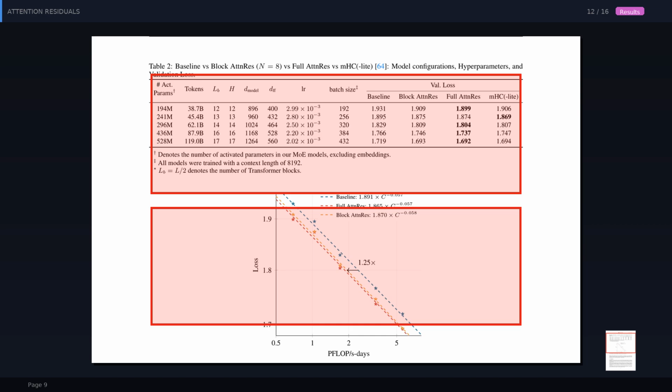Look at this result. The scaling law experiments confirm that AttnRes consistently outperforms the baseline across various model sizes. This table shows improved validation loss for both block AttnRes and full AttnRes compared to the baseline. This figure visually reinforces this, demonstrating that AttnRes achieves lower loss across different compute budgets, indicating its robustness and scalability.